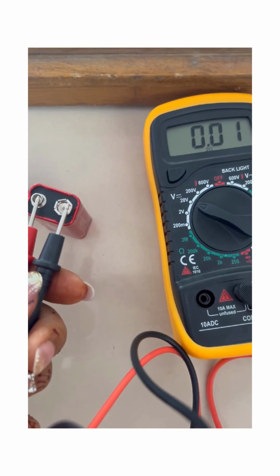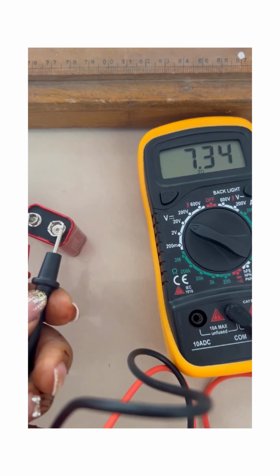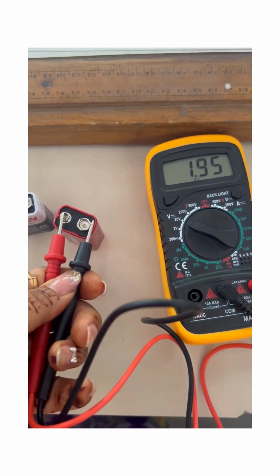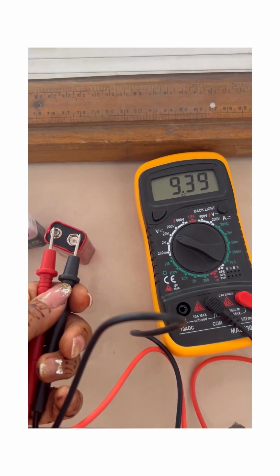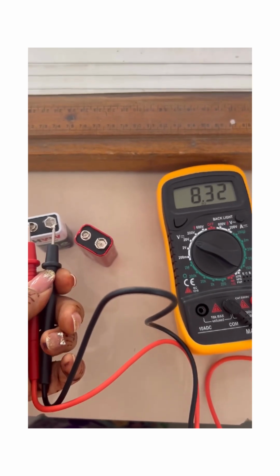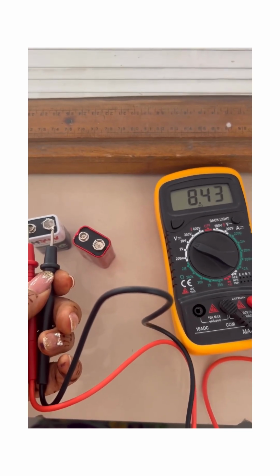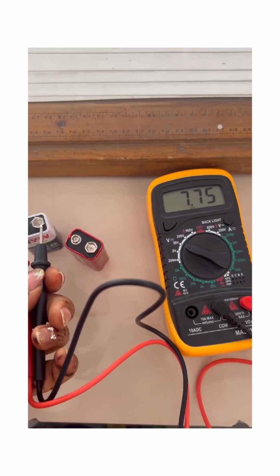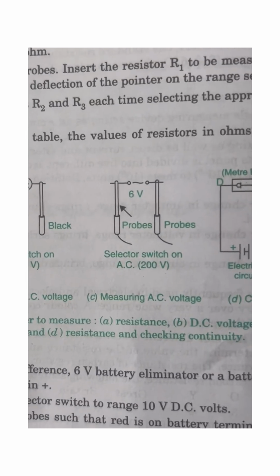An AC DC battery can be checked by measuring its voltage, just like showing here. One is of around 9 volt, the other one is of around 8.4 volt.